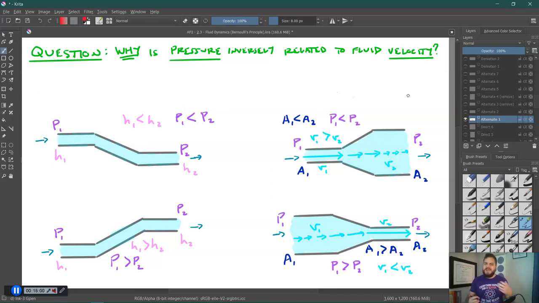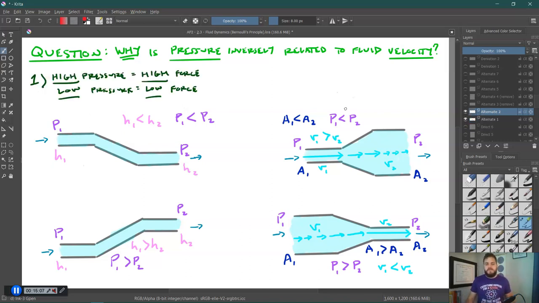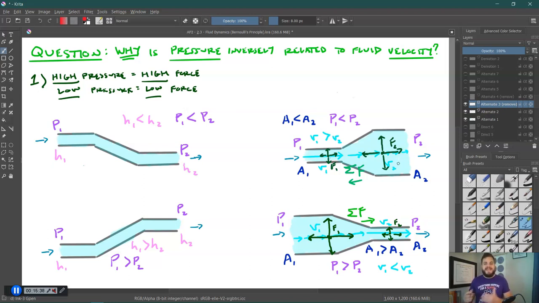Why is the pressure inversely related to fluid velocity? There's a couple of different ways we can think about this. The first is a way we've already been concentrating on, which is that high pressure correlates to high force and low pressure correlates to low force. So let's concentrate specifically on this area over here. If we look at these two pipes, and specifically if we zoomed in, we would see that there is a higher pressure in the thicker part of the tubes, a lower pressure in the thinner part of the tubes, and therefore we're going to have a net force from the thicker part to the thinner part.